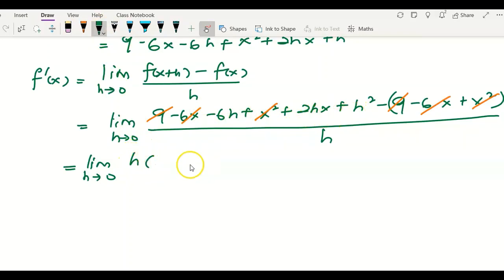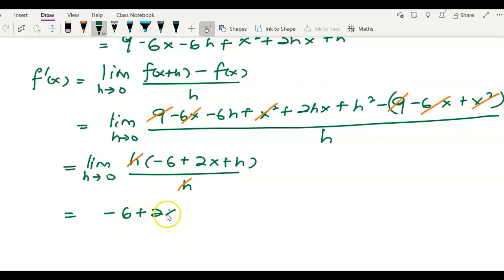So let's factor out the h. You got your negative 6 plus 2x plus h, all over h. So now you can see that there is an h on top, so that you can cancel off with the h below. You left a negative 6 plus 2x plus h. So now we can use a direct substitution method, that is substitute h equals 0 into the h over here. We got negative 6 plus 2x. Alright, so this is our answer.